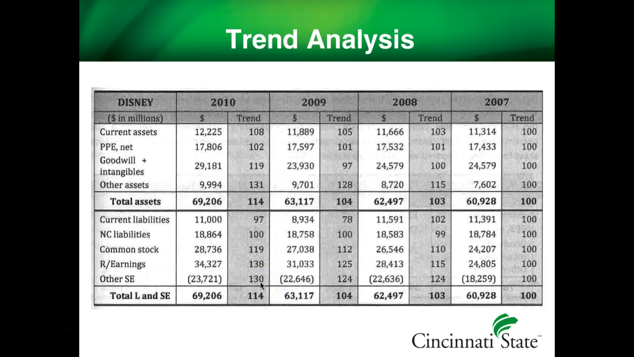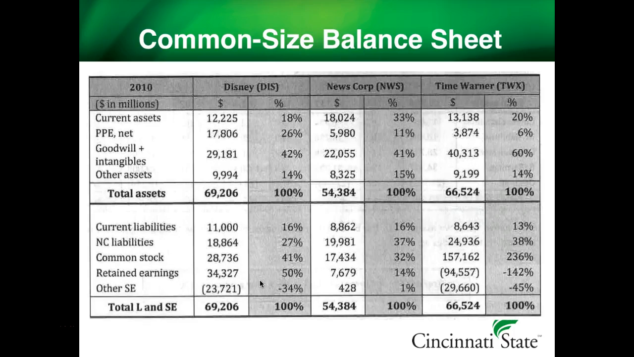The common-sized balance sheet shows the proportions of the various accounts compared to total assets. You can see that current assets represented 33% of the total assets for News Corp and only 18% for Disney. Property, plant, and equipment net of depreciation represents 26% for Disney and 11% for News Corp. This approach can be applied to all accounts for the same company in different periods or comparison of different companies. If different companies are being analyzed, please consider the industry under scrutiny.